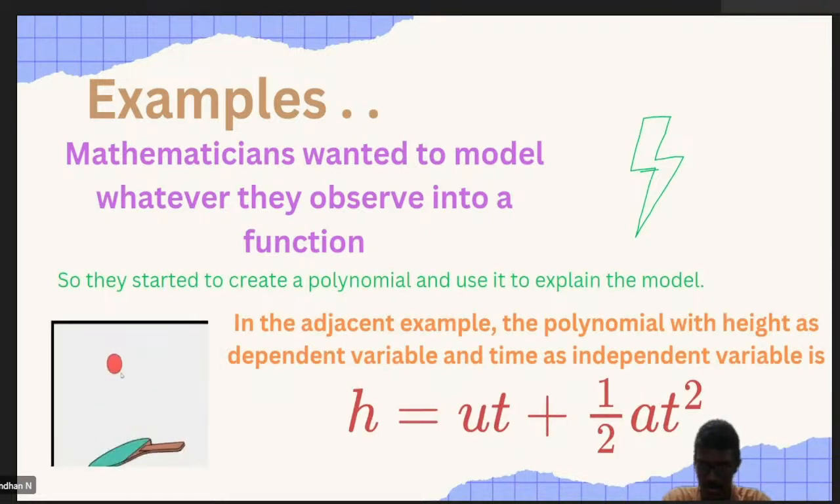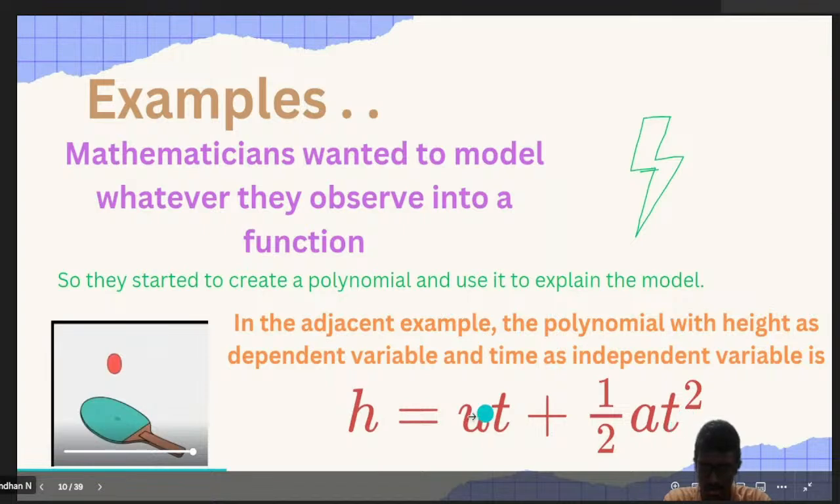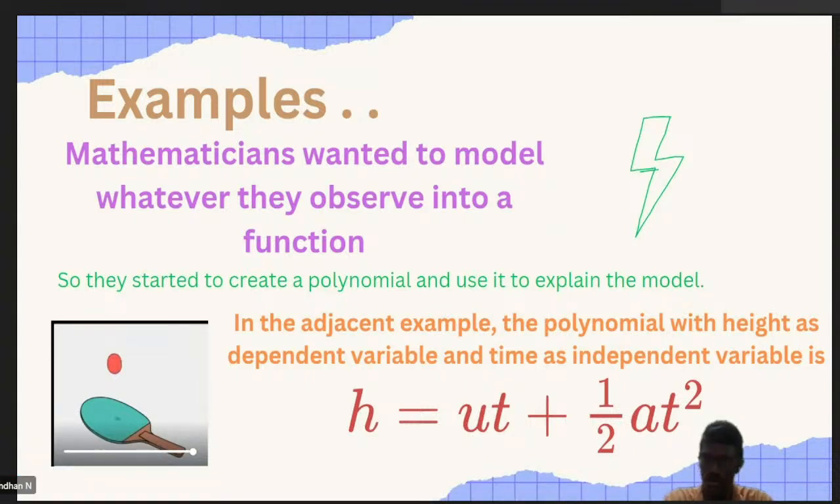A classic example is this one. If you see this ball, it is just moving on, and if you want to find the height, I think you would have studied in the laws of motion that h is ut plus half at squared. So they found that this is a polynomial. We can find a, we can find u, and then we measure the height. Here, u and a are parameters, which in some sense are constants. t is the independent variable and h is the dependent variable. So I hope you understood why polynomials were created. They wanted to model something on paper, form equations, and analyze what is happening.